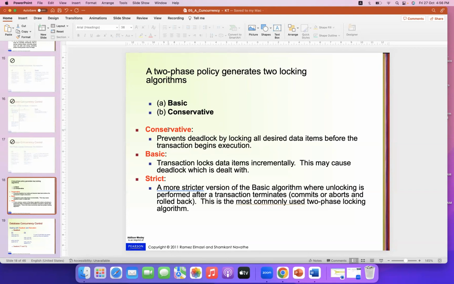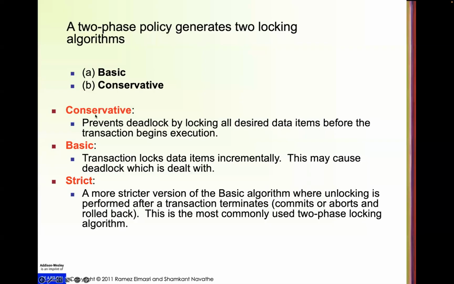The conservative approach of two-phase locking says that we have to avoid or prevent the deadlock by locking all desired items even before the transaction begins its execution. This is the conservative approach and this is the basic approach.